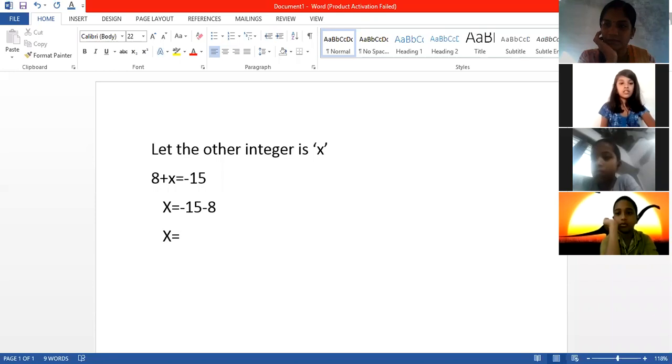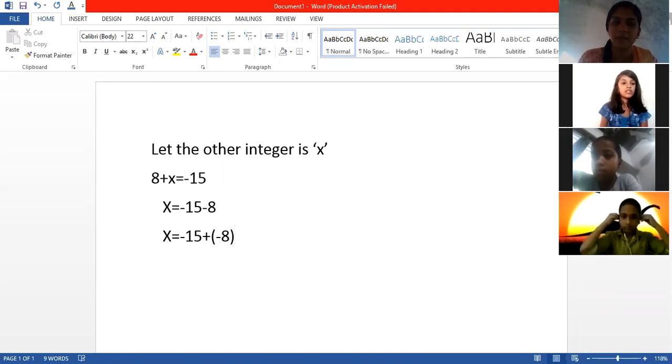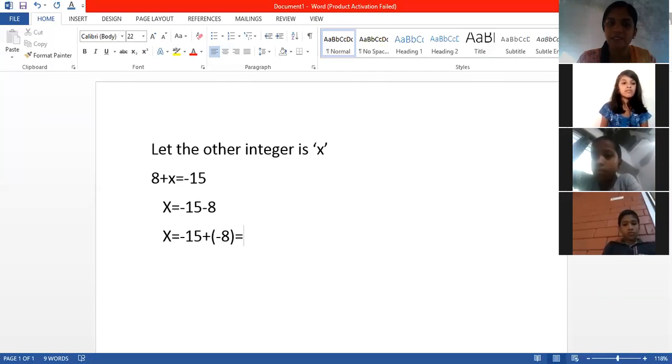How will you get that? It is a subtraction process and we have to add the additive inverse of 8. What is the additive inverse of 8? Minus 8. Minus 15 plus minus 8. Then we have two integers with the same sign. Add these two numbers and put the same sign. Then what is the answer? Minus 23. You got it?